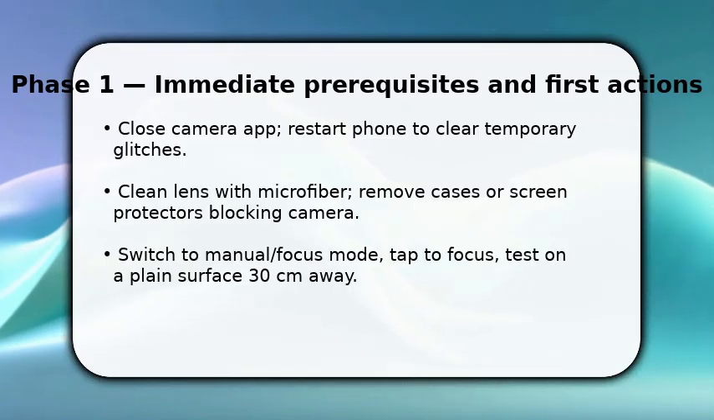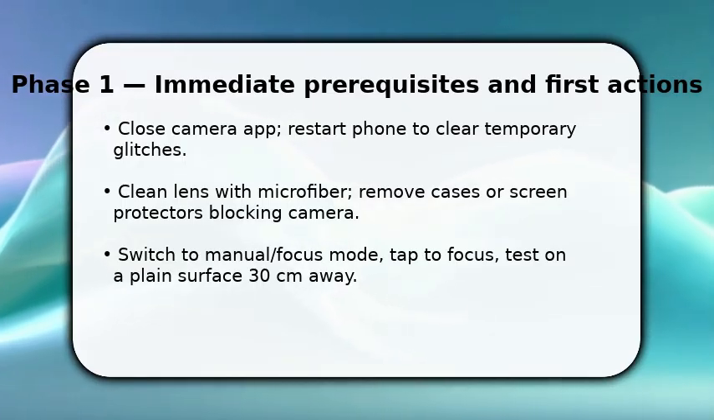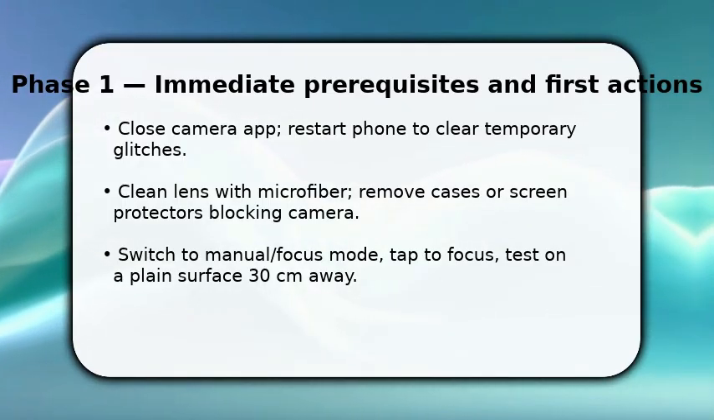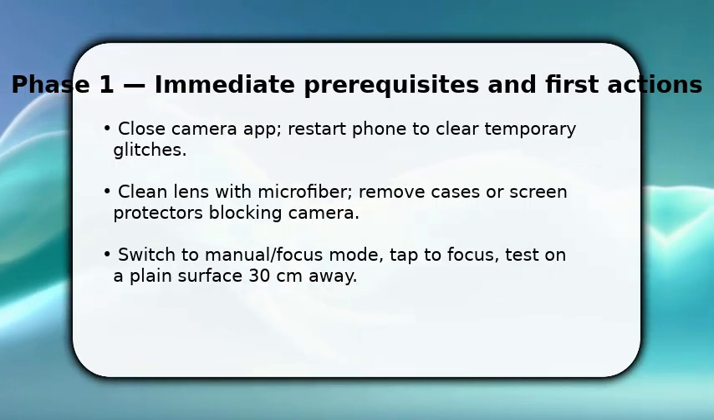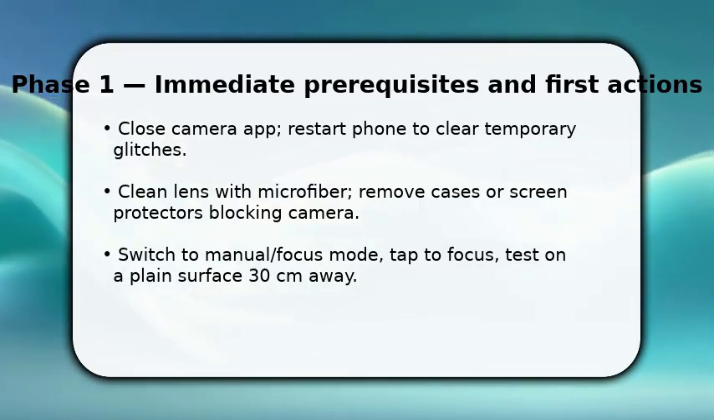You start right now by closing the camera app and restarting the phone. That clears most transient software hiccups. While it reboots, inspect and gently clean the lens with a microfiber cloth. Dirt causes hunting and blur. Once done, remove any case or protector that could obstruct the lens or sensors.